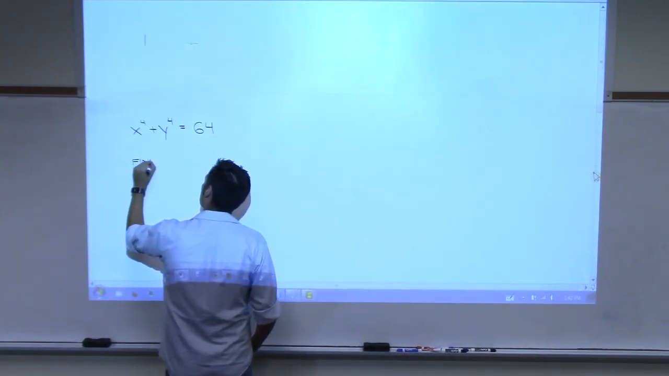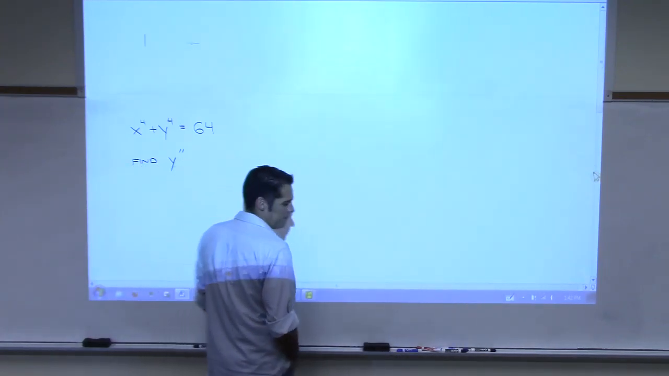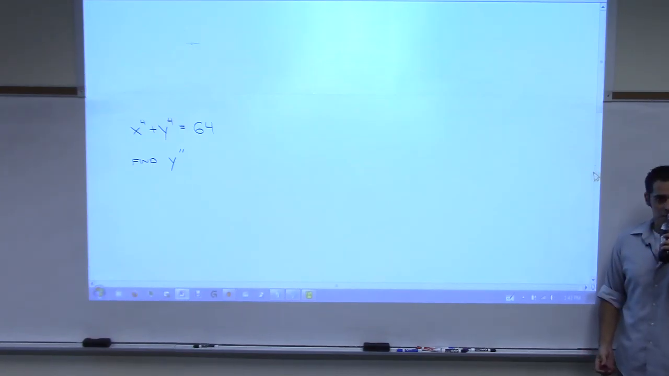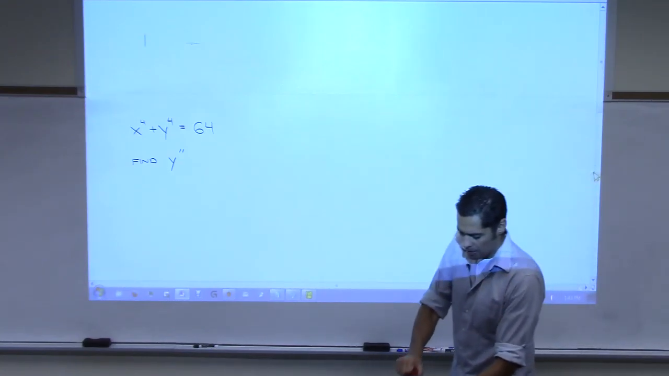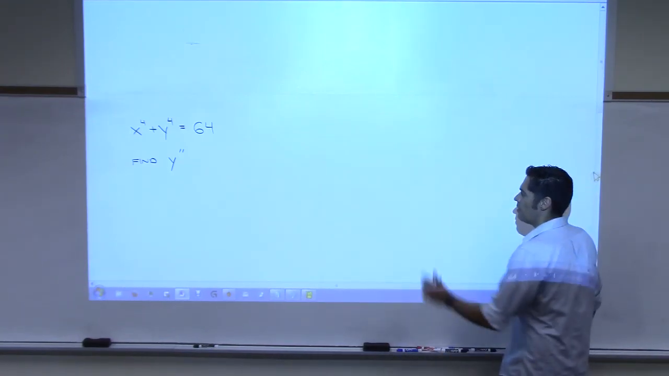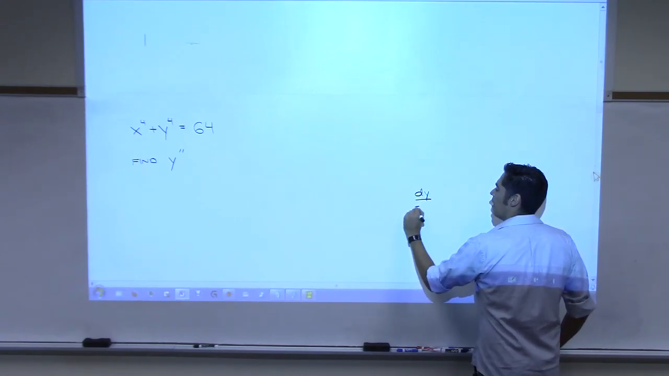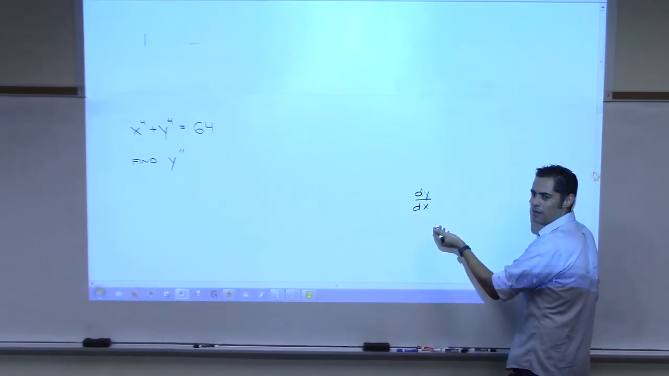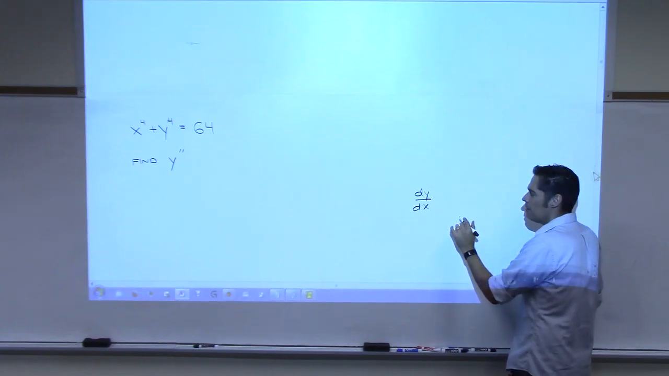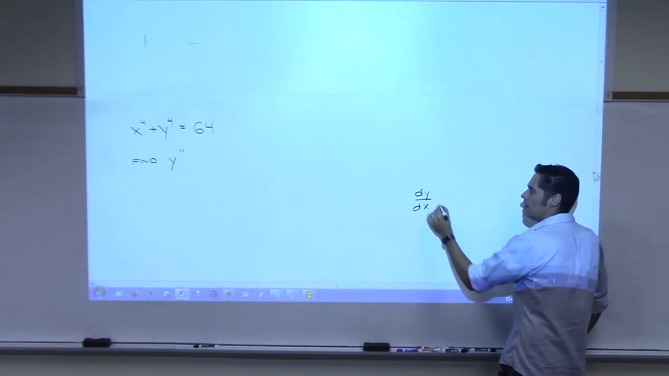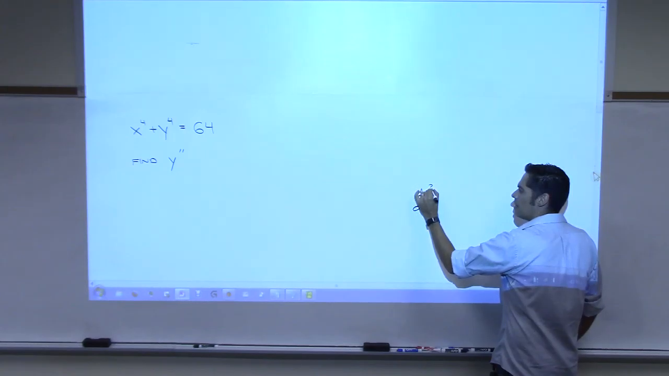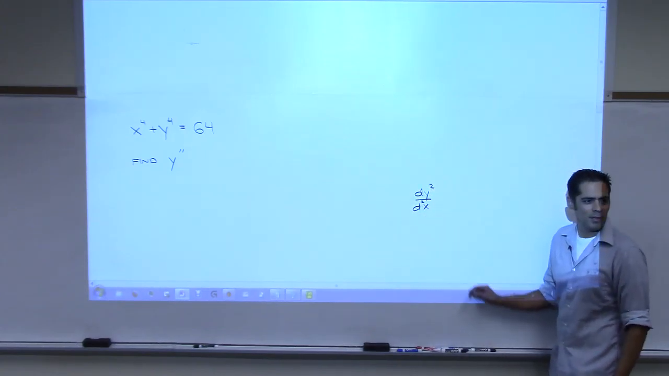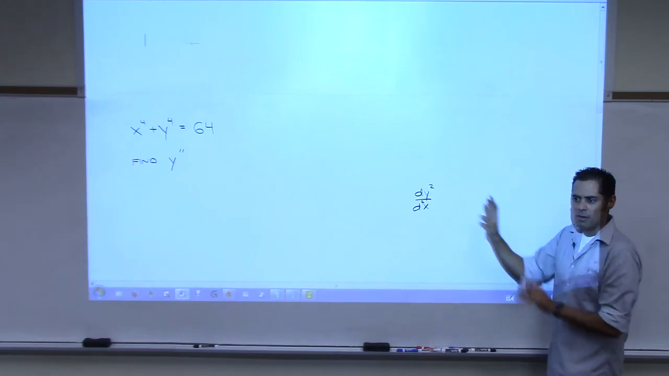Find y double prime. Remember first derivative, second derivative? We need to find the derivative two times. Now please understand, in Leibniz notation, what this means is I want dy dx, right? Not squared. But I want to take the derivative again. So Leibniz did this thing where he offset the numbers so that you know it's the second derivative.